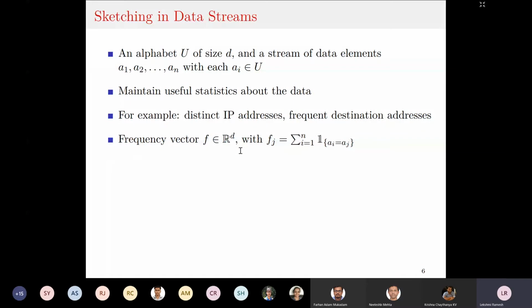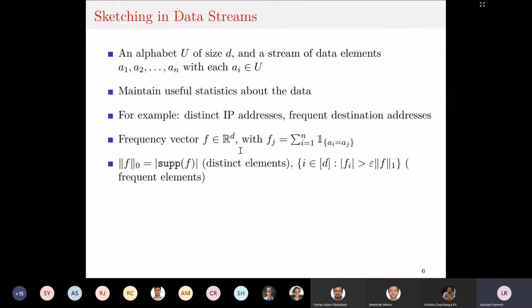Formulated in this way, the distinct elements that you would see is just the size of the support of F. This is also denoted as the L0 norm. It's just the cardinality of the support of F. Those will be the number of distinct elements you have seen so far. The frequent elements statistics can be written in this way. It's the set of all heavy elements, right? So it's the set of all Fi that constitute at least some epsilon fraction of the total L1 norm. This is one way to define it. So this would tell you which are all the frequent elements in the stream.